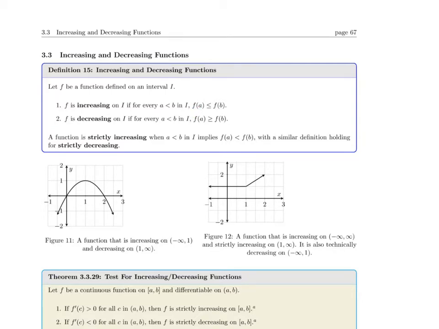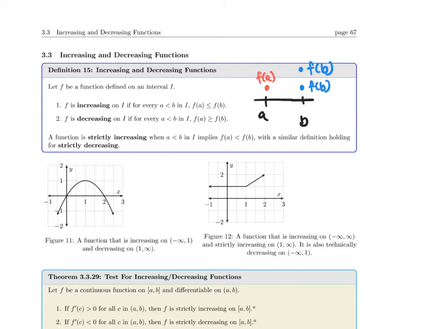We probably have an idea of what this looks like, but we're talking about on our interval we have a, b, and if we have our f of a right here, then in order to be increasing for any two such points, a and b, where a is to the left of b, then my f of a has to be less than or equal to my f of b. So we could either be here, or we could be a little bit higher, and then our function would still be increasing.